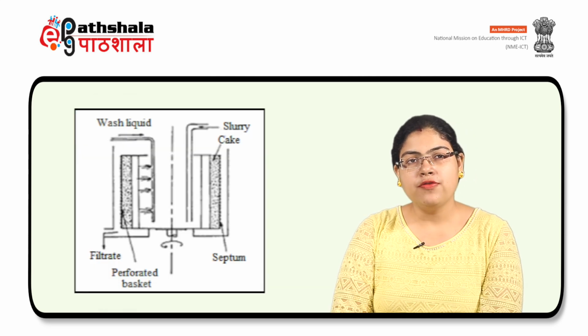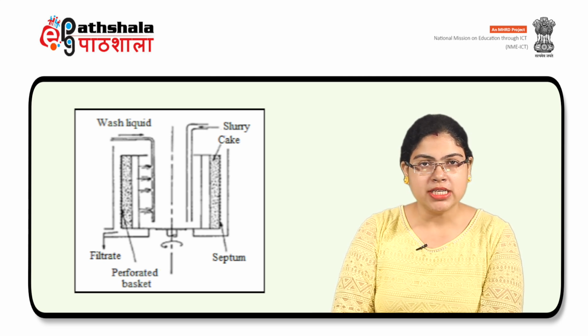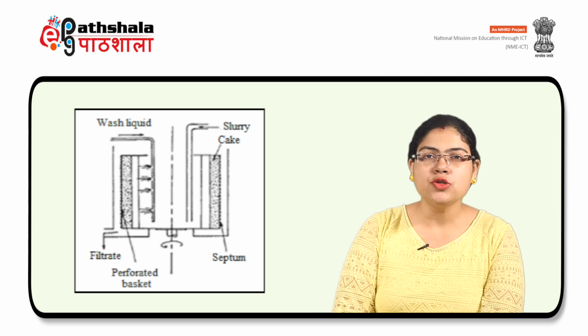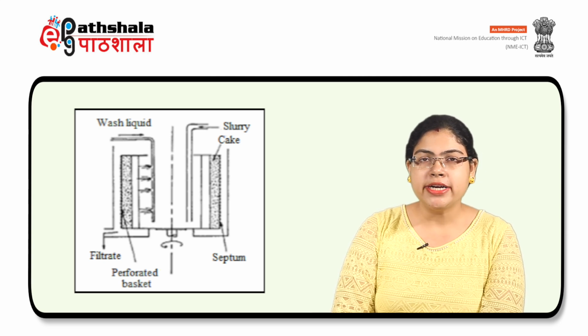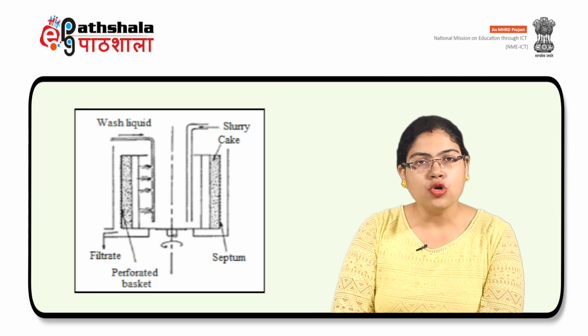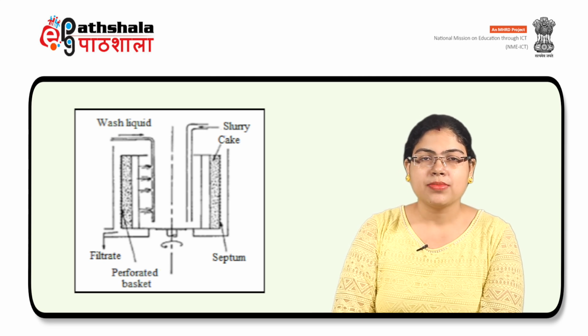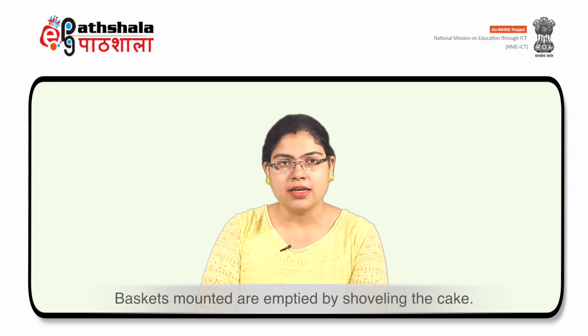It consists of a perforated metal basket mounted on a vertical axis by means of which it can be rotated at a speed of 20 to 25 revolutions per second. The cloth used to retain solid is often supported on a metal screen and the outer casing collects the liquid thrown out from the perforated basket by centrifugal force. The baskets are emptied by shoveling the cake.